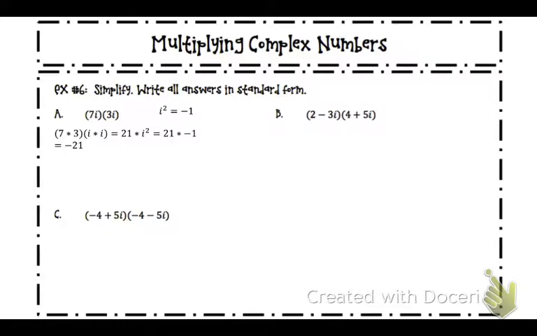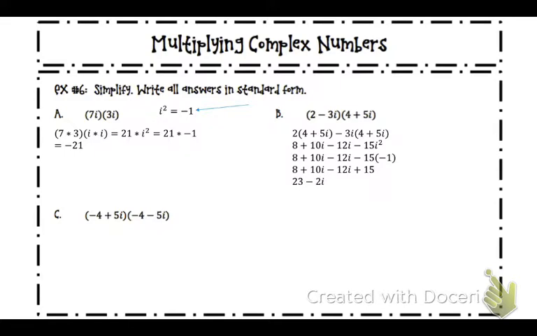Okay, now let's do the 2 minus 3i times 4 plus 5i. So I'm going to do this one by distribution. So I'm going to multiply the 2 to the 4 plus 5i, and I'm going to multiply the negative 3i to the 4 plus 5i. When you multiply that out, you get 8 plus 10i minus 12i minus 15i squared. Then remember, i squared equals negative 1, so I'm just going to plug that in for i squared. So then that's 8 plus 10i minus 12i minus 15 times negative 1. Negative 15 times negative 1 is positive 15, and then I just combine my like terms. So 8 plus 15 is 23, 10i minus 12i is negative 2i.